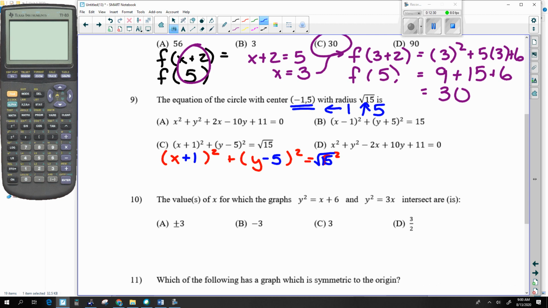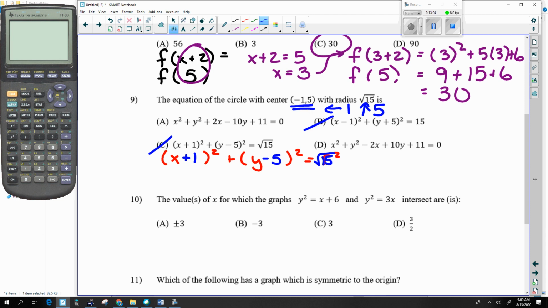Okay, so just taking a look to see if they have this reported. Option B is close, but it's not correct. The pluses and the minuses are incorrect. So it's not option B. And it's not option C either, because the radius squared would have to be straight up 15. Square root of 15 squared is 15. So neither of those are correct.